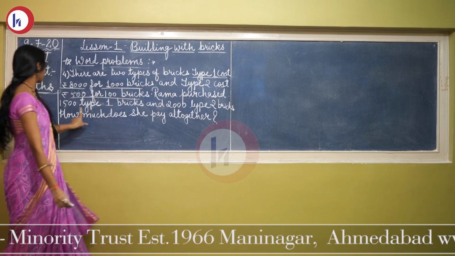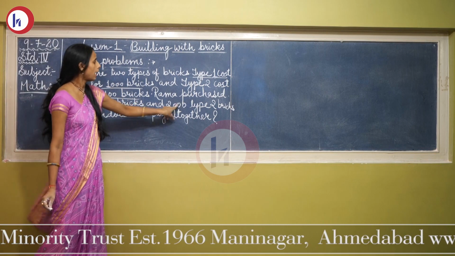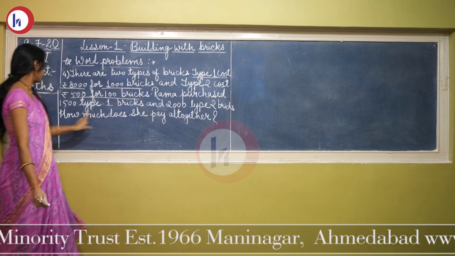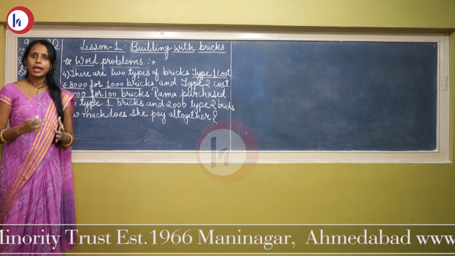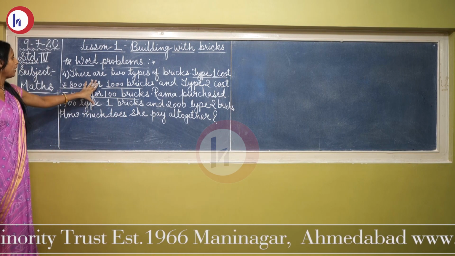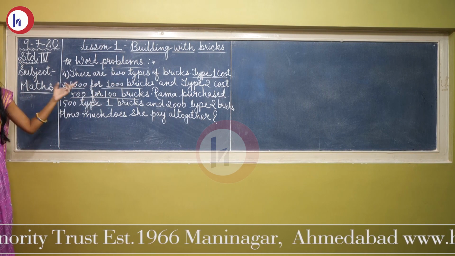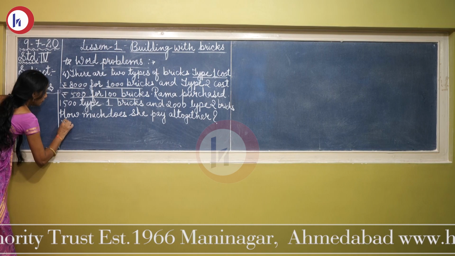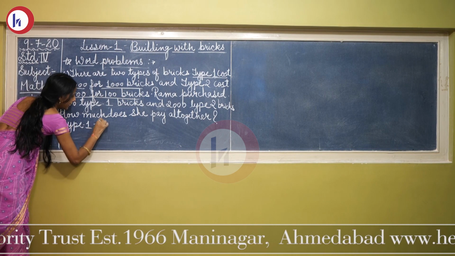Rama purchased 1,500 type 1 bricks and 2,000 type 2 bricks. How much does she pay altogether? So we have to go step by step. First of all, we have to find out the type 1 cost, and then we have to find out the type 2 brick cost.